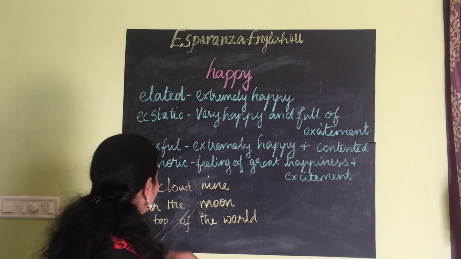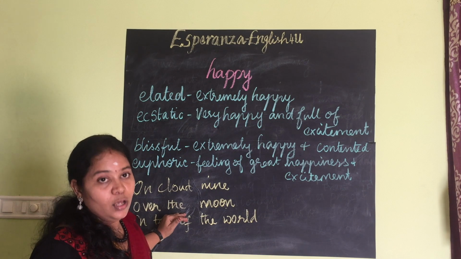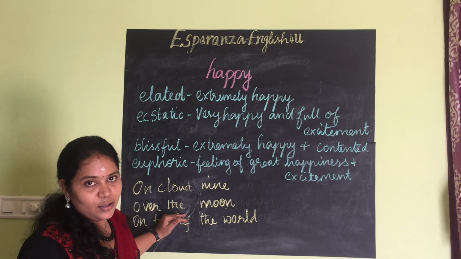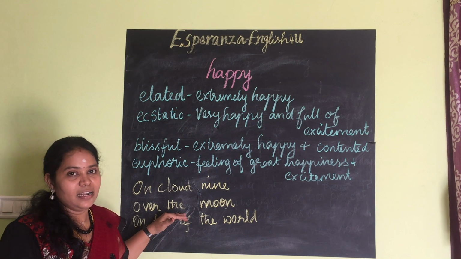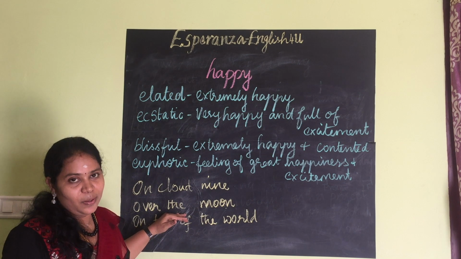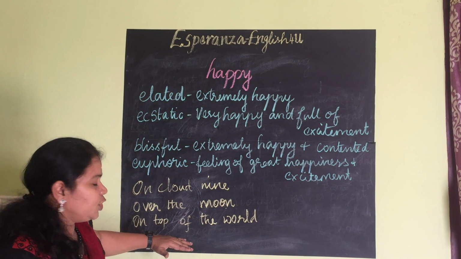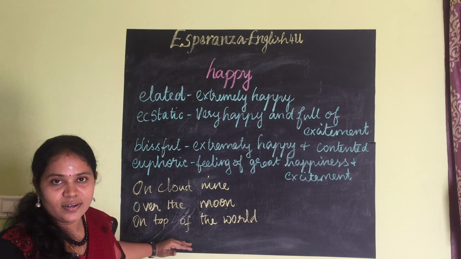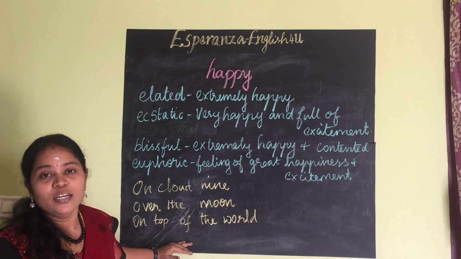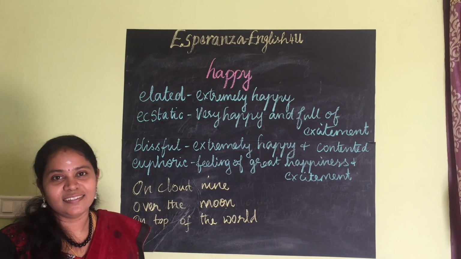Clear? And over the moon, the family planned for a vacation, so the kids were over the moon about the plan. Over the moon means the family had planned for a vacation, so the kids were over the moon about the plan. On top of the world. Okay, she was on top of the world when she heard that she was conceived.